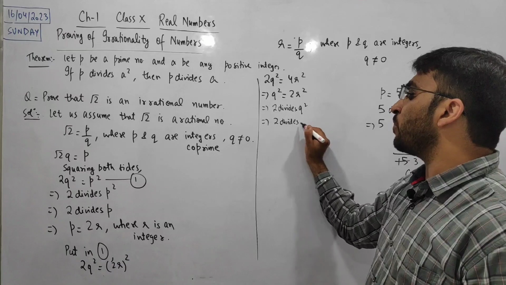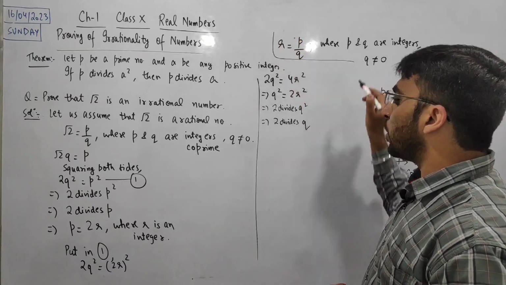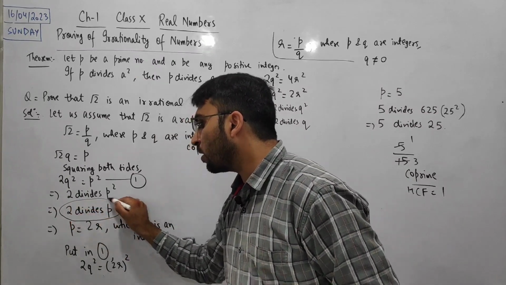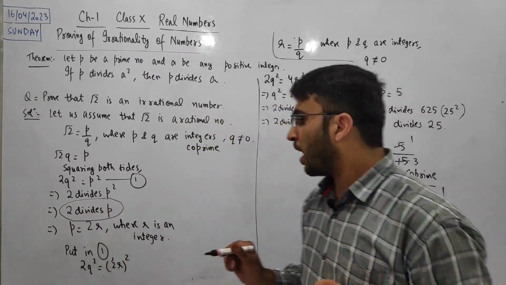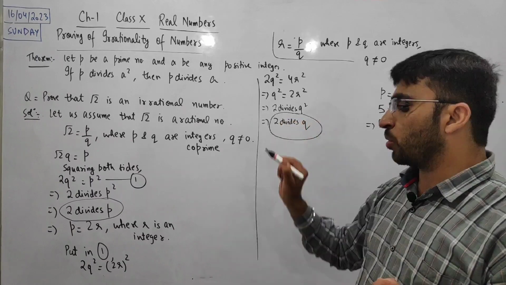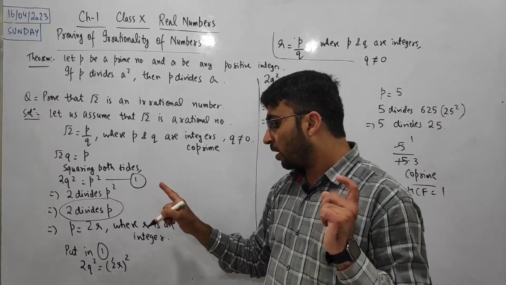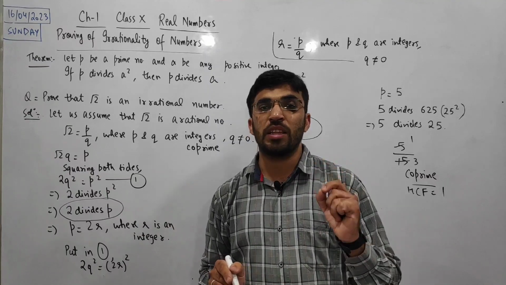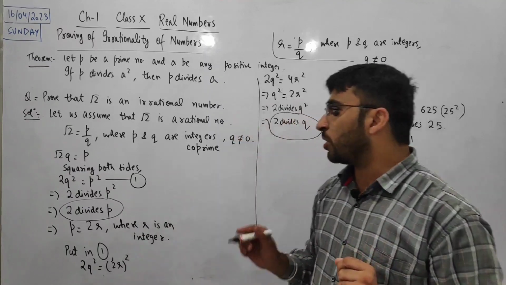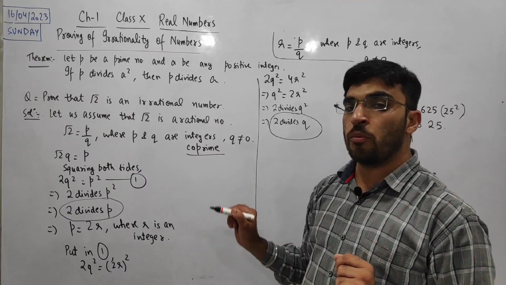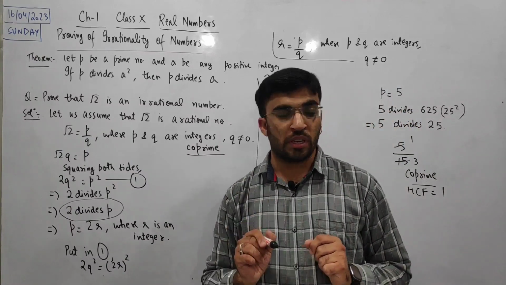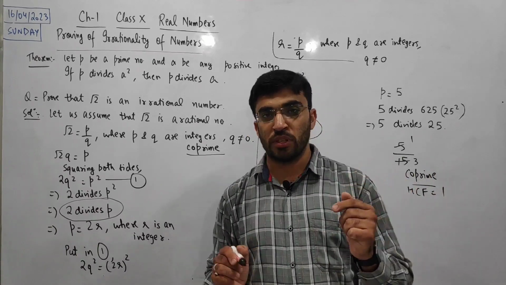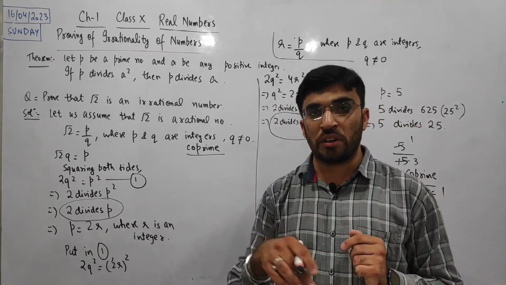Now see what we have shown. By doing all this, we have shown that 2 was dividing p, and 2 is dividing q also. So p and q are having 2 as a common factor, but that is a contradiction. Why? Because earlier we said that p and q are co-prime, they cannot be cancelled out further. Like here we had 1 by 3, they are co-prime, they cannot be cancelled out further. So these two things are contradictory to each other.